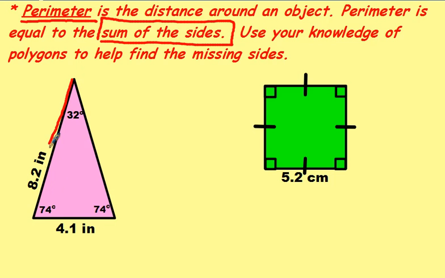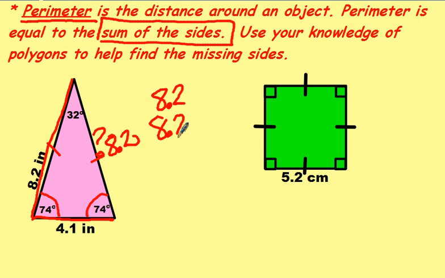In this case, we know that this side is 8.2 inches and this side is 4.1, but we don't know the measure of the third side. But what we do know is that we have two equivalent angles, which means we have two equivalent sides. So we know that this must be 8.2 as well. Now you can add the sum of the sides, 8.2, 8.2, and 4.1. Add those up, and you get 20.5 inches.